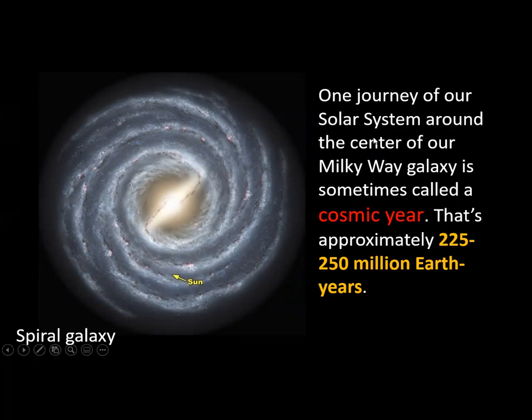One journey of our solar system around the center of our Milky Way galaxy, this is the center, is called a cosmic year. And it's approximately 225 to 250 million Earth years. So it takes millions of years for our solar system to go around the center of our Milky Way galaxy. Again, the Milky Way galaxy is composed of many systems, not just our solar system.